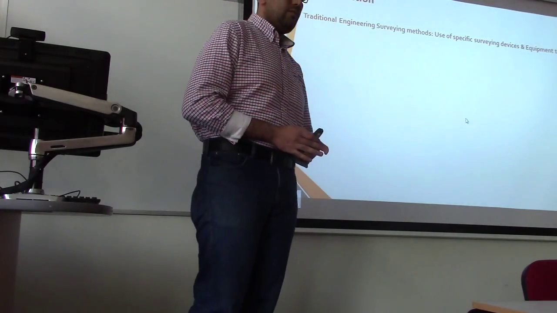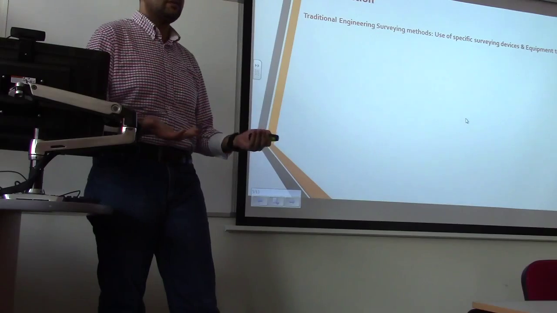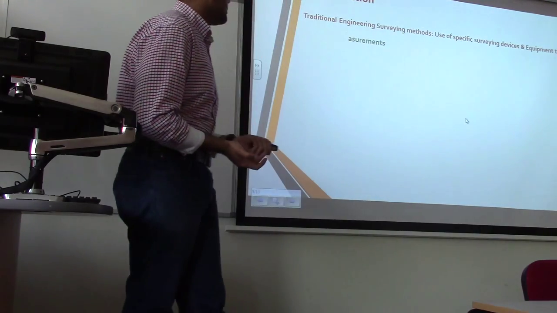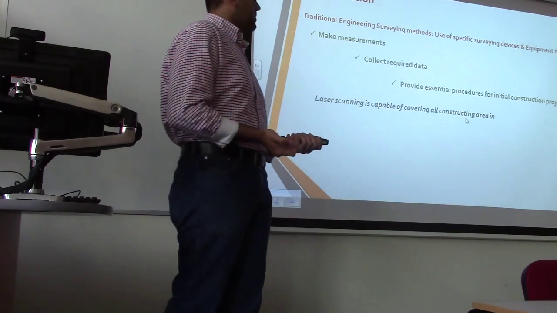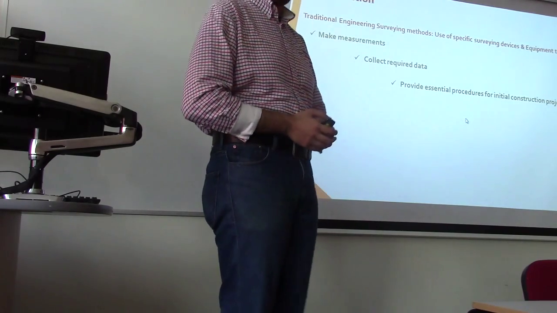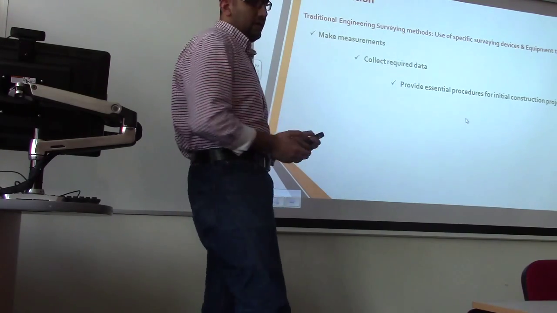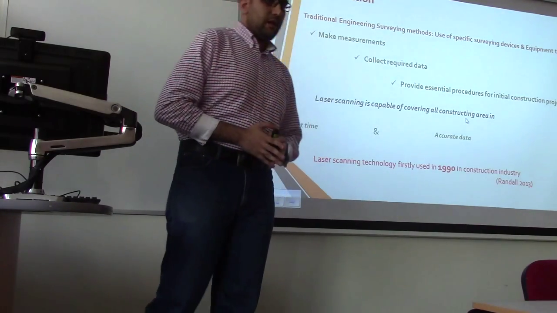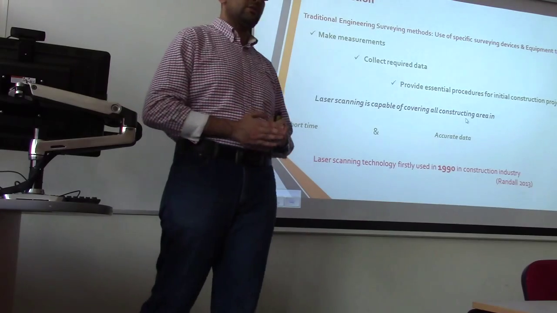Engineering surveying methods are represented by using different types of surveying devices and equipment to make measurements, collect the required data, and provide essential procedures for initial construction projects. However, laser scanning technology is capable of covering all these areas, but in a short time and with accurate data. Laser scanning technology was first used in the construction industry in 1990.